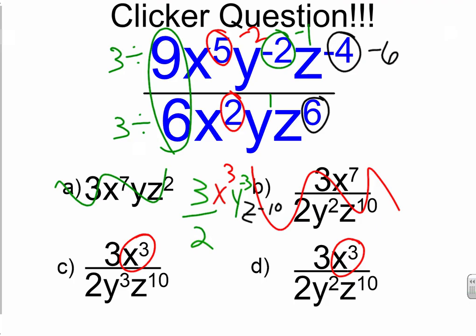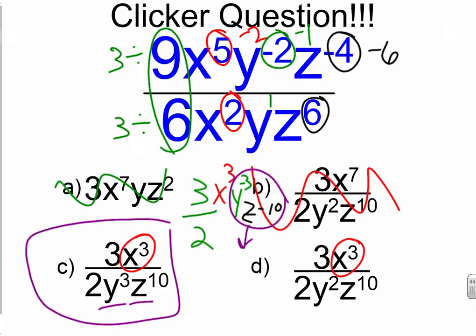My last step is always to take my negative exponents and shove them to the part that will make them positive. So that's why I should have y to the 3rd on bottom, z to the 10th on bottom. So that gives me c as my final answer.